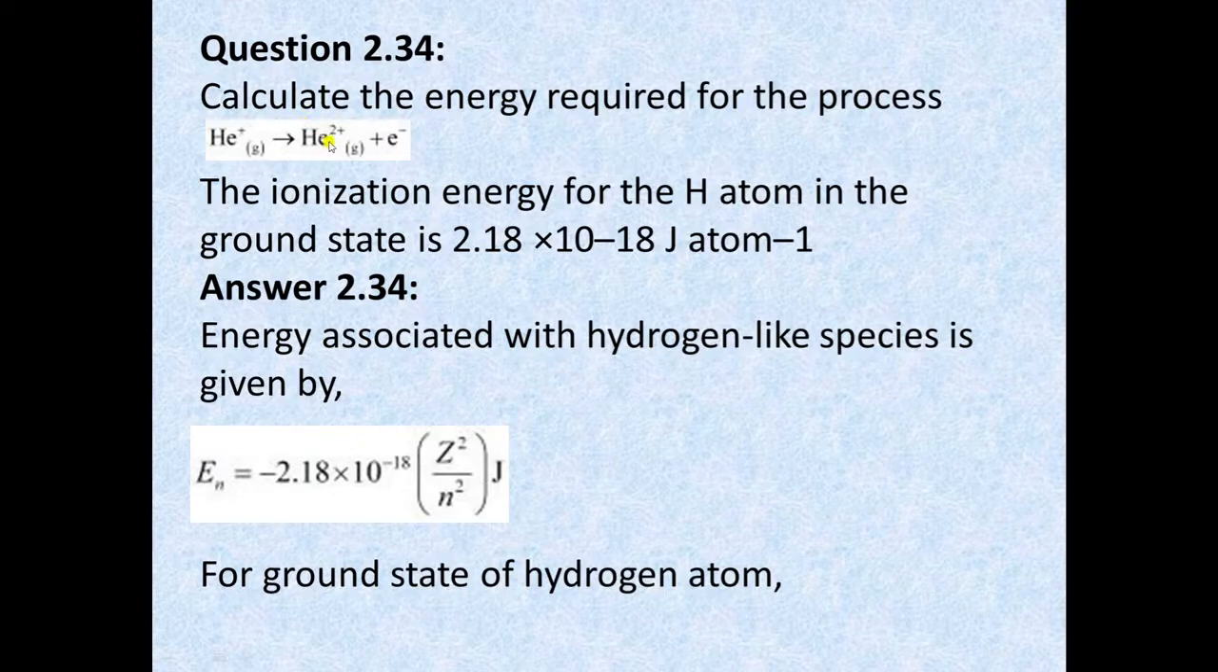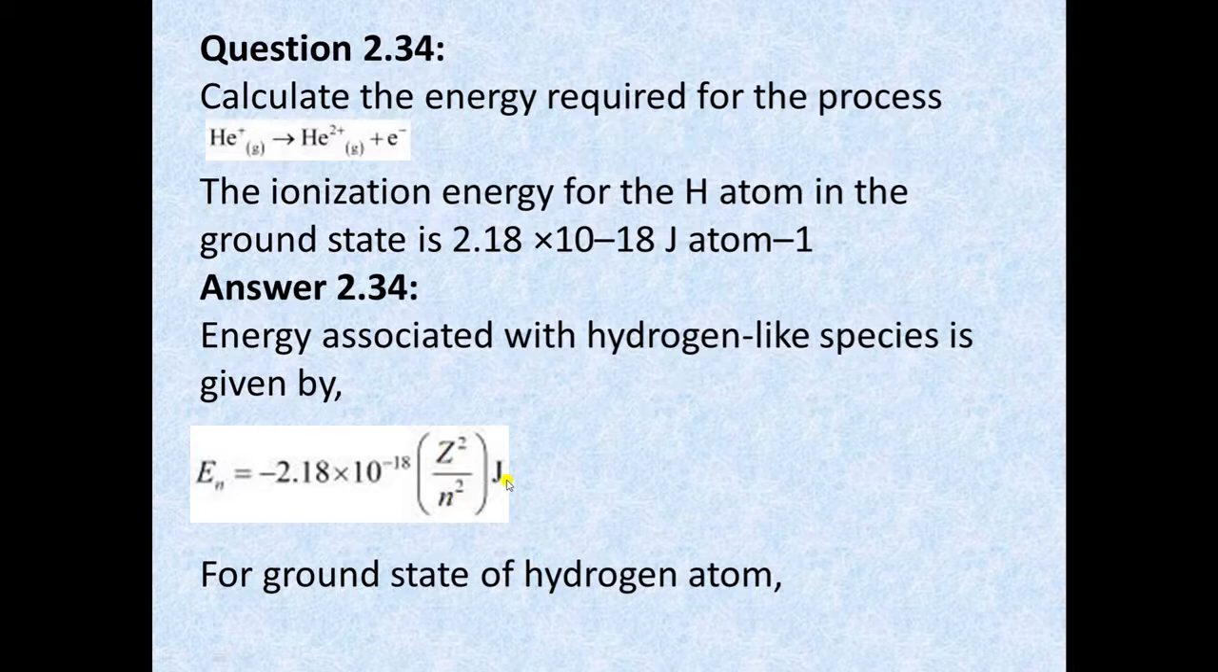Now question number 34: calculate the energy required for the process helium positive loses one electron and converts into helium-2 positive plus 1 electron. Now ionization energy for the hydrogen atom in the ground state is 2.18 into 10 to the power minus 18 joule per atom. So here formula is En is equal to minus 2.18 into 10 to the power minus 18 into Z square divided by n square joule.